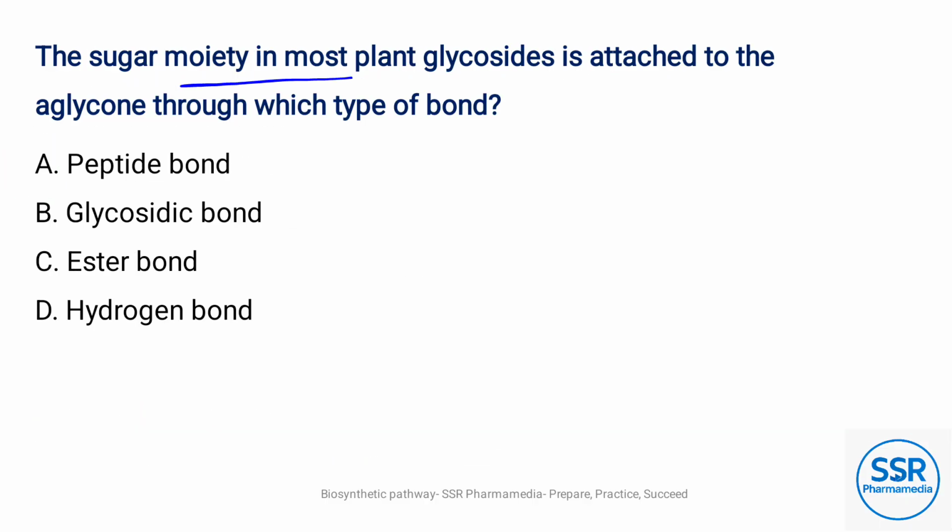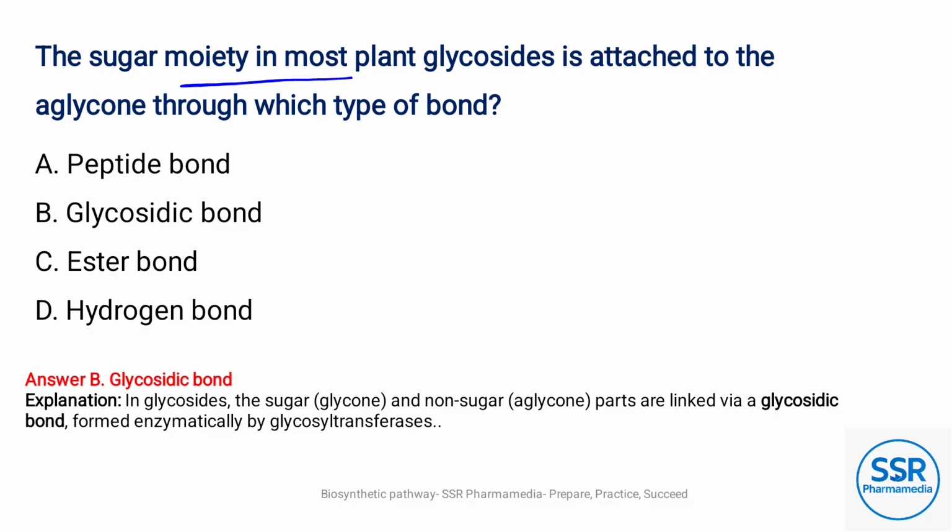The sugar moiety in most plant glycosides is attached to the aglycone through which type of bond? So the answer is option B, glycosidic bond. So in glycosides, the sugar part and the non-sugar aglycone part are linked via glycosidic bond, and this bond is formed enzymatically by glycosyl transferase enzyme.